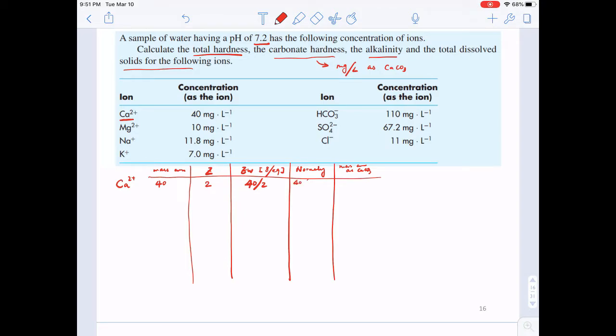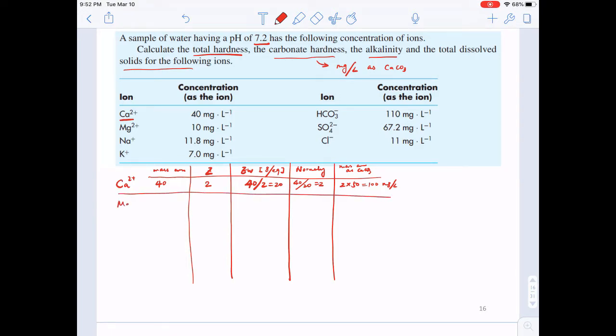So it is not 40 divided by 2, but the molecular mass of calcium carbonate divided by 2, right? So the normality will be equal to 40 divided by 20, which is equal to 2. And then the mass as calcium carbonate is just going to be equal to 2 multiplied by 50, right? 50 is the equivalent weight of the calcium carbonate, which gives 100 milligram per liter as calcium carbonate, okay?